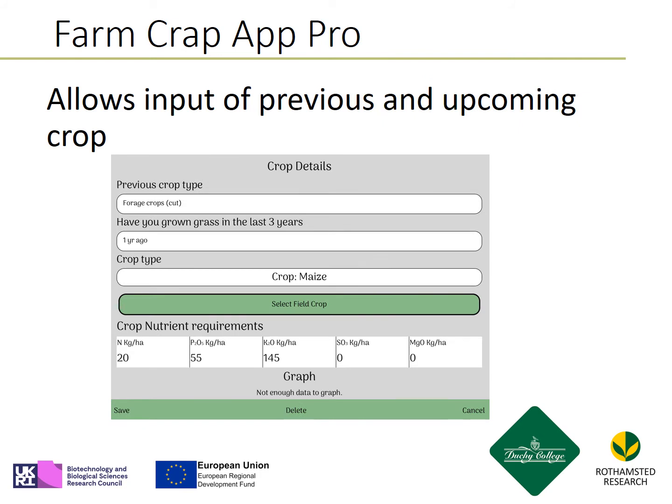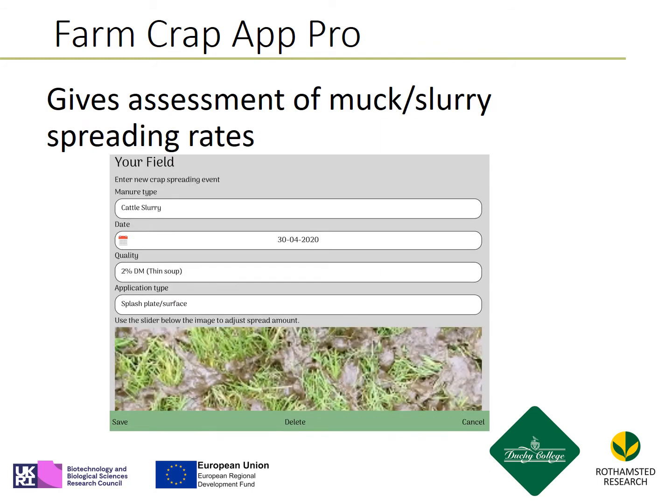It gives you an option to put in previous crops. So I've said in this example that the previous crop was a forage cut grass, and we mowed that a year ago. I'm going to convert this into a maize crop for maize silage for overwinter feeding. And it gives the crop requirements at the bottom. So the important one to pick out from this is that it's saying that the maize crop requires 20 kilograms per hectare of nitrogen. So just remember that number 20.